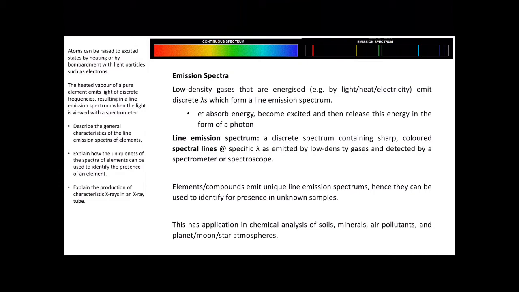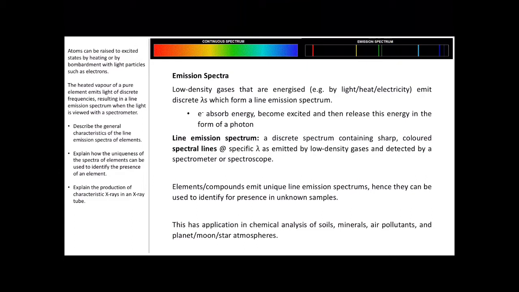So emission spectra: low density gases that are energized either by light, heat or electricity emit discrete wavelengths which form a line emission spectrum. Up the top we've got a continuous spectrum, which just shows the entire visible spectrum from red light all the way through to violet light. With an emission spectrum, you're only going to get certain discrete frequencies included in your spectrum, and that's going to be unique depending on the type of atom or the element that you're specifically looking at.